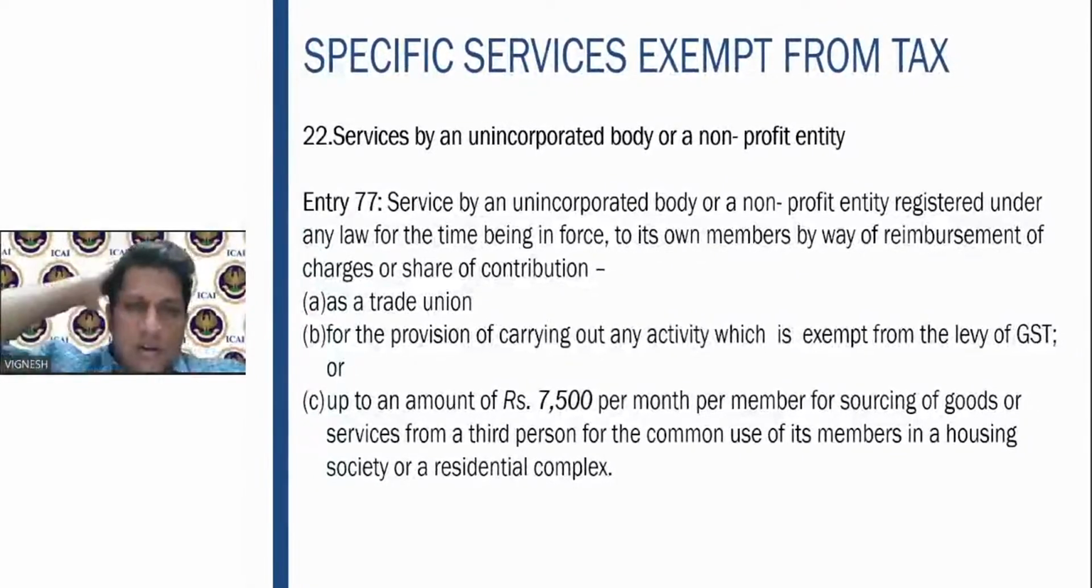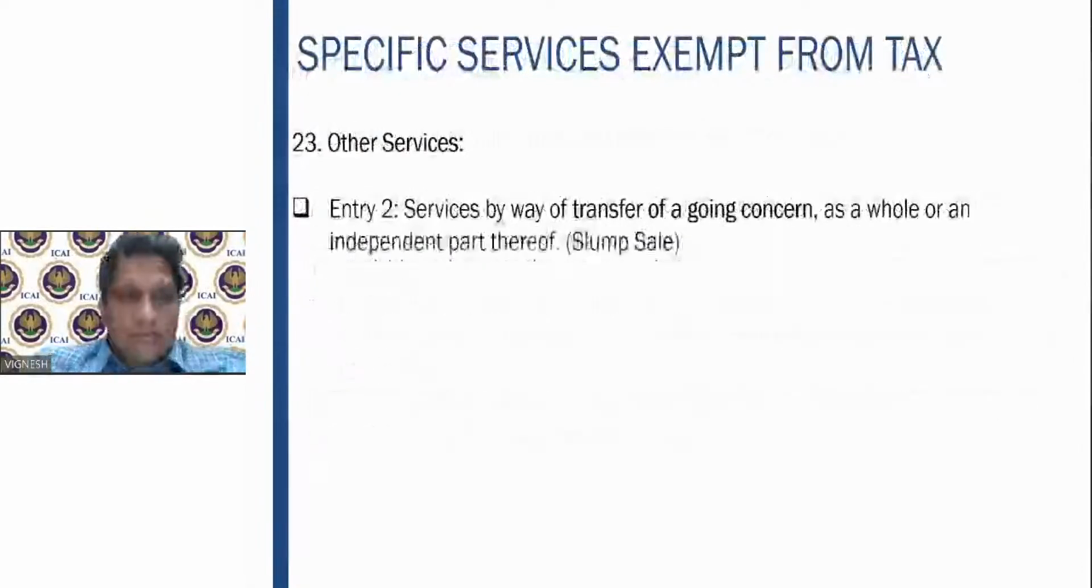Services by an unincorporated body or not-for-profit entity registered under law to its own members by way of reimbursement of charges, or a trade union, or any provision for carrying out any activity exempt from GST, is exempt. Also in the case of a resident welfare association, up to 7,500 per month. This point C refers to that only. If any contribution of up to 7,500 per month is collected for sourcing of goods for the common use of the members in a housing society, etc., it is exempt up to 7,500. More than that, it is chargeable to tax.